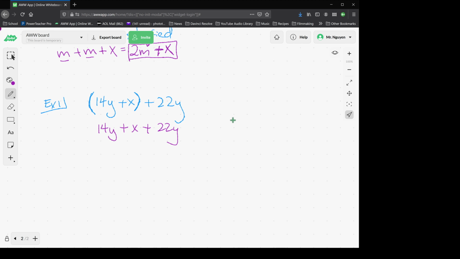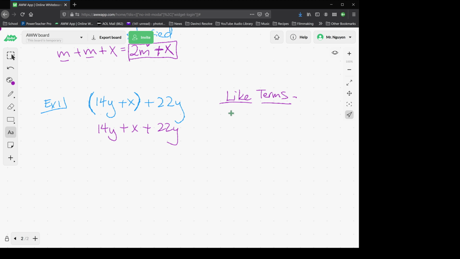Another thing is that we can only add something called like terms. Let me write this on the side here. Like terms. Now, what do like terms mean? And I'm going to repeat myself here again. You can only add things that are the same, right? You can only add like terms. But what are like terms?